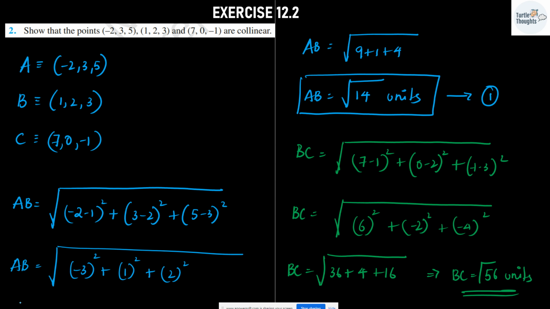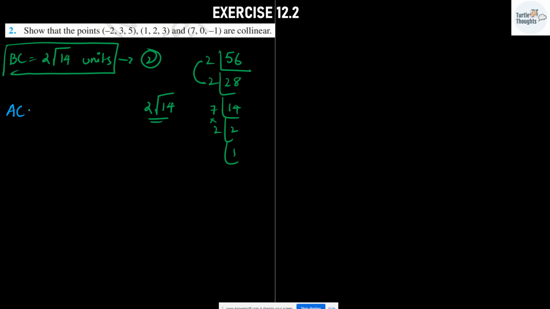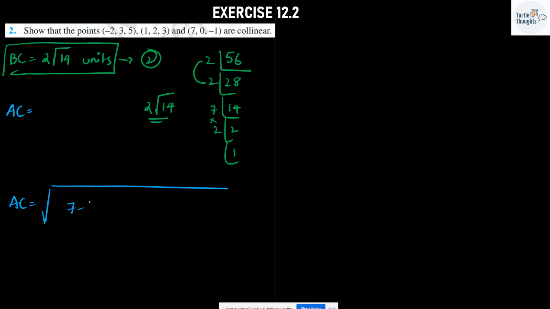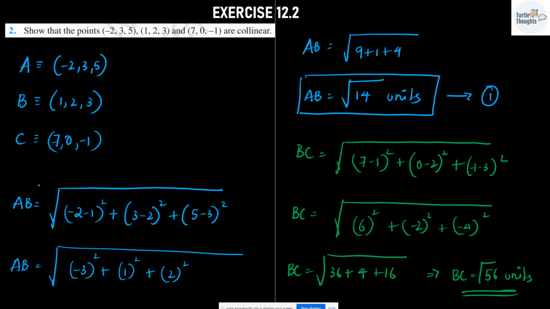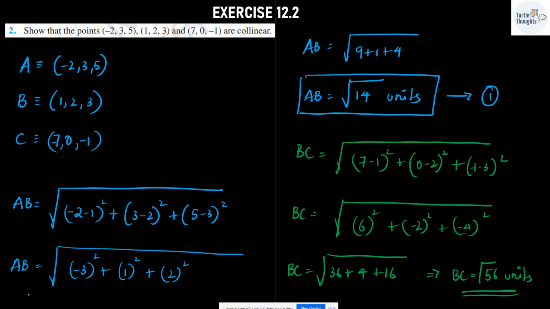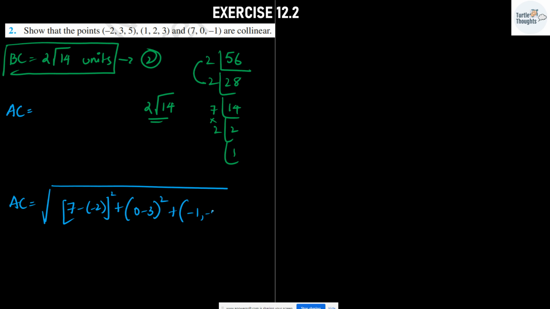Next, I should be taking A and C. So AC can also be found out. Let me write it here. AC is going to be again 7 minus of minus 2. So I can write 7 minus of minus 2 whole square, plus y2 minus y1, 0 minus 3 whole square, plus z2 minus z1, minus 1 minus 5 whole square.